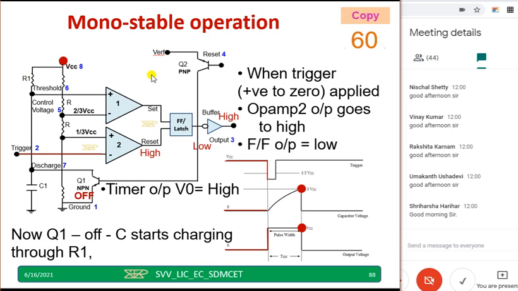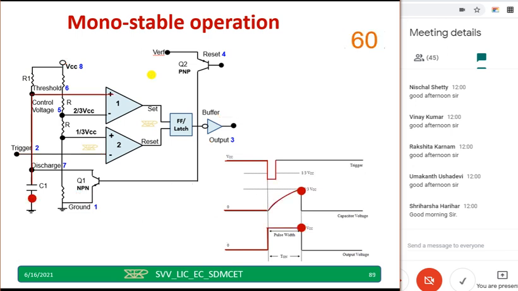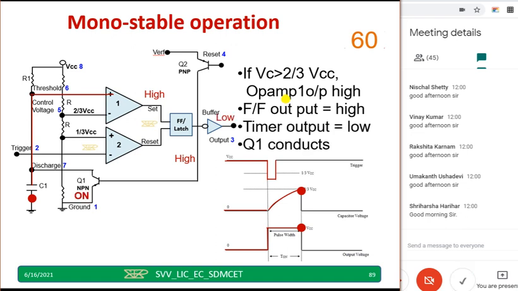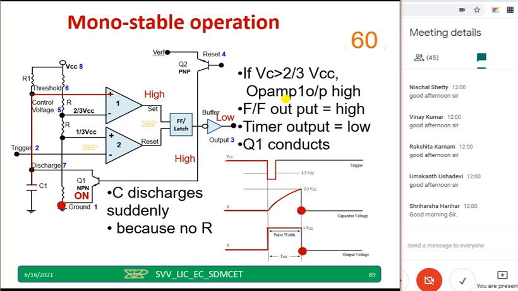Then after this we have discussed in the last class, when it reaches greater than 2/3 VCC, op-amp 1 will give high, and flip-flop output becomes high. Therefore timer output becomes low. Q1 conducts. When Q1 conducts, we don't have any resistor at all. Because of that, what will happen? C discharges suddenly. There is no time constant because R equals 0 here. Therefore, suddenly it discharges. So this we have discussed in the previous class.